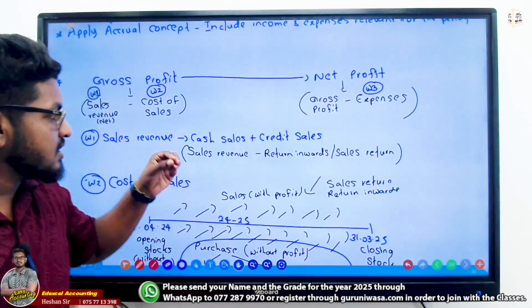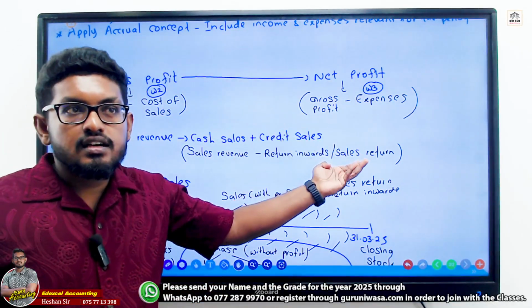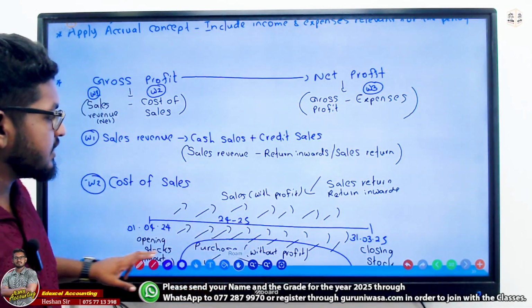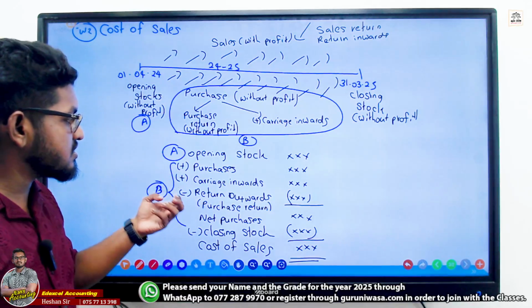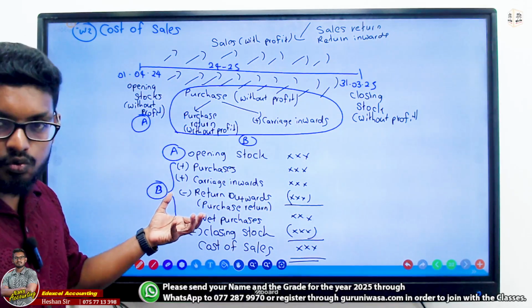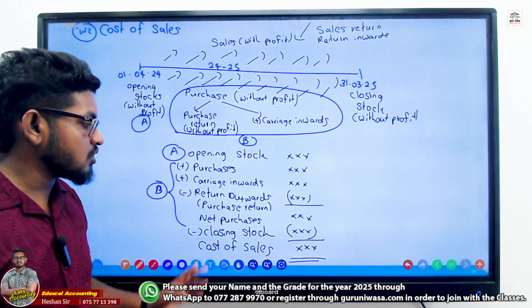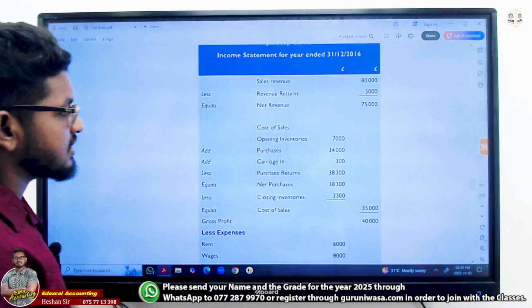How to calculate sales? Sales revenue minus return inwards, or the sales return. How to calculate the cost of sales? Opening stock plus purchases, carriage inwards minus return outwards, then the net purchases, then minus closing stock, then the cost of sales. Understand? Easy, clear? You send me a thumbs up.